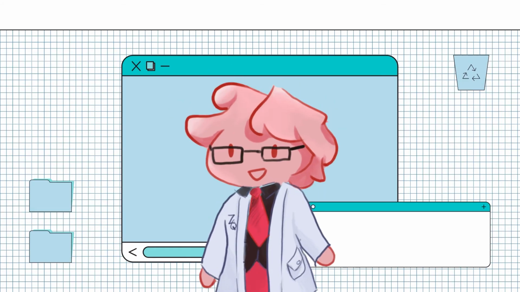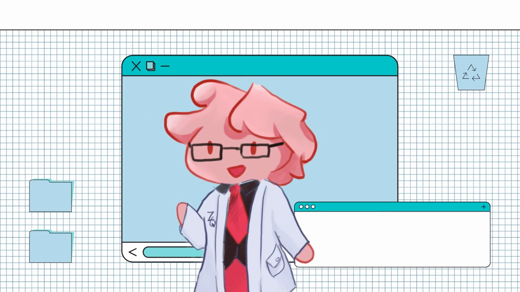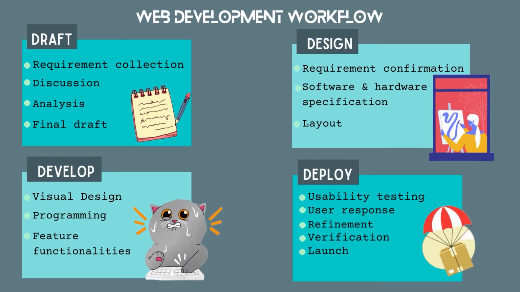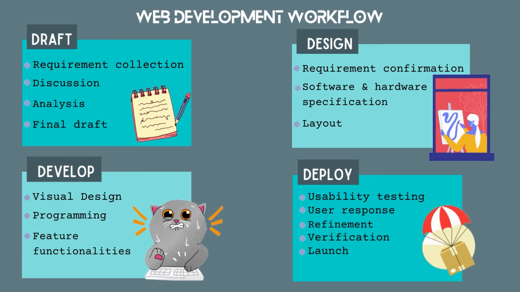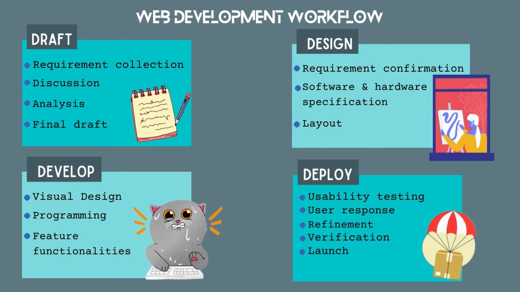So before doing something, we need a plan first. Same as web development, you will need a workflow first. So this is the 4D of the web development workflow. First is the draft. For the drafting, you will need requirement collection, discussion, analysis, and then the final draft. And then we go to the design.